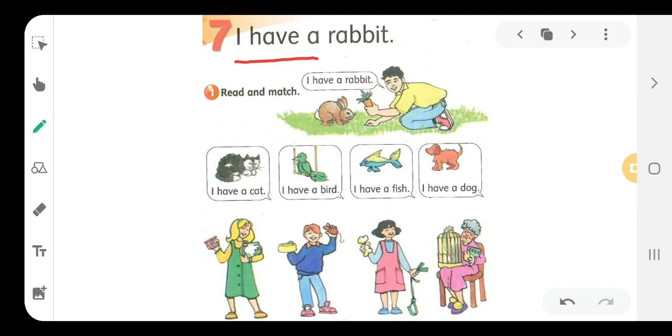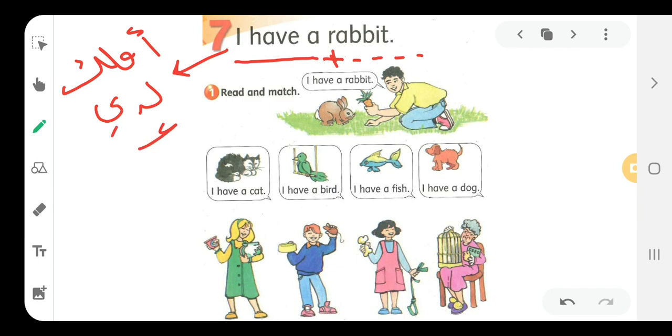I have a. Yes. Under "I have," write أملك, لدي, عندي. Alright? Okay. Again, what's the title? I have a rabbit. That means, هذا يعني, I have a rabbit. Yes. أنا لدي أرنب. أنا أملك أرنب. أنا عندي أرنب. Okay.